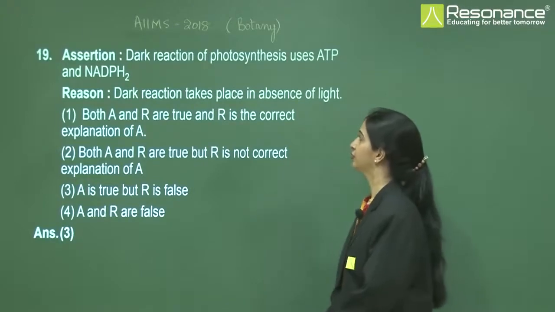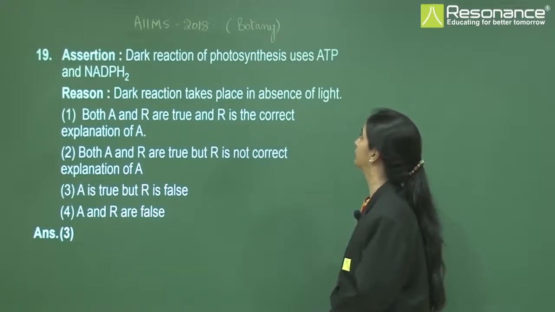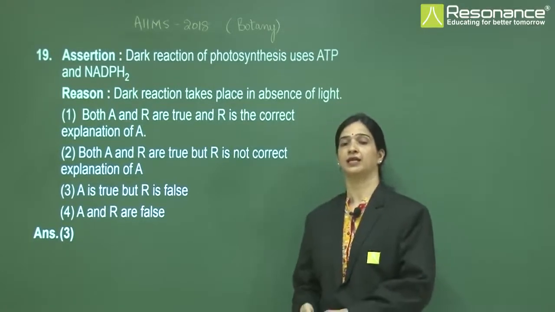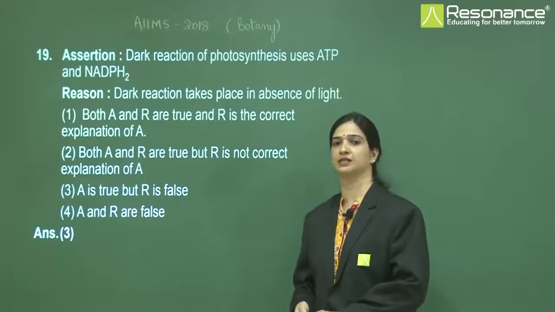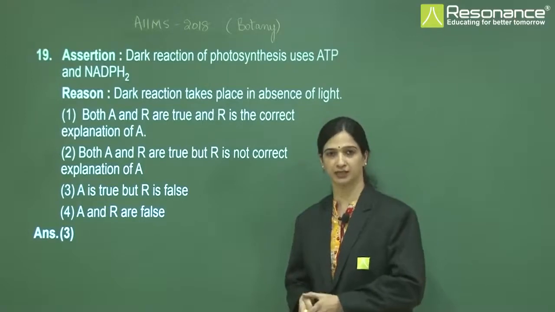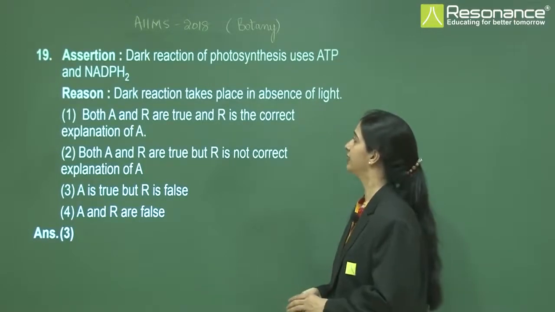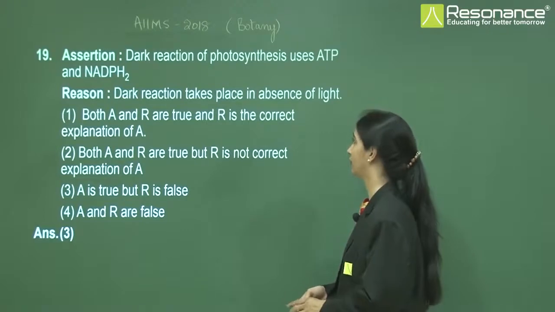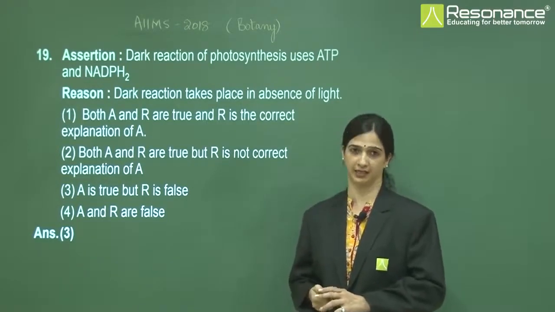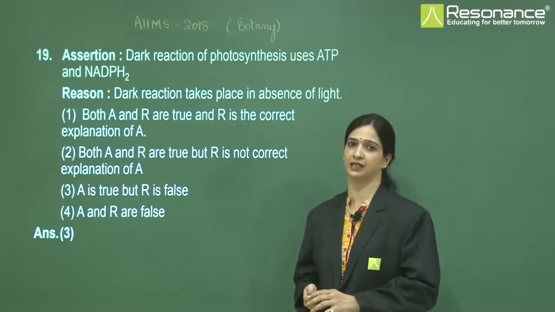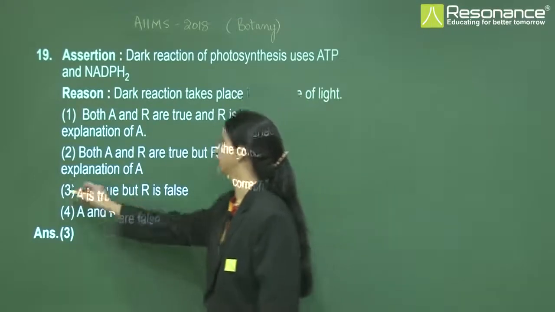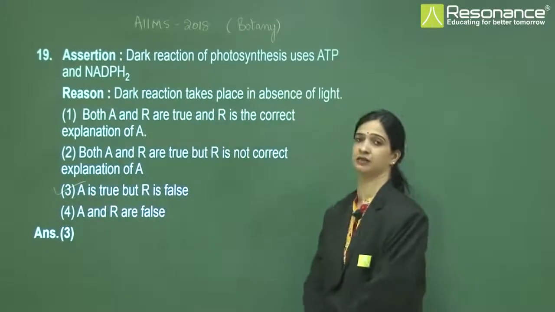Question number 19, assertion given here is dark reaction of photosynthesis uses ATP and NADPH2. During the light reaction, the assimilatory power is produced, that is ATP and NADPH2, which is utilized during the dark reaction or the biosynthetic pathway. Here the reason given is dark reaction takes place in the absence of light. Indirectly, the dark reaction is dependent upon the products of the light reaction, that is ATP and NADPH2. So the reason here is wrong, hence the correct option will be 3. That is, assertion is true, but reason is false.